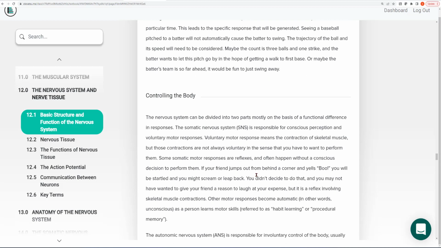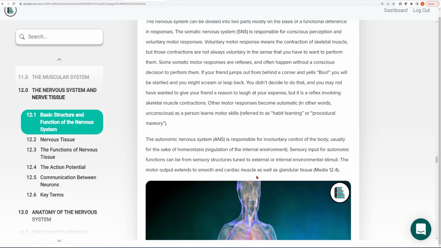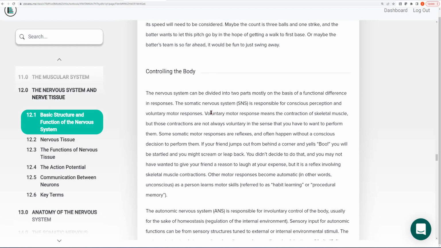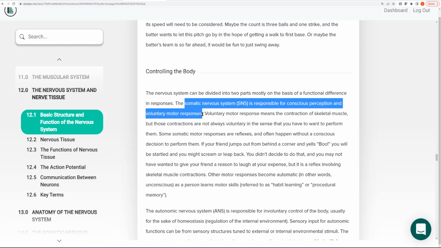So if we look at what this looks like, we're not going to make this really difficult, but this is what we're going to refer to as the somatic nervous system. The somatic nervous system is responsible for conscious perception and voluntary motor responses.